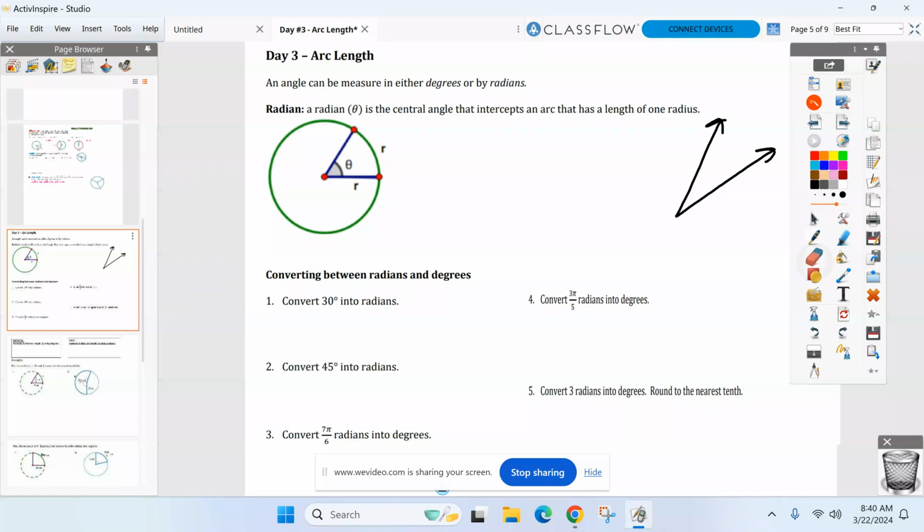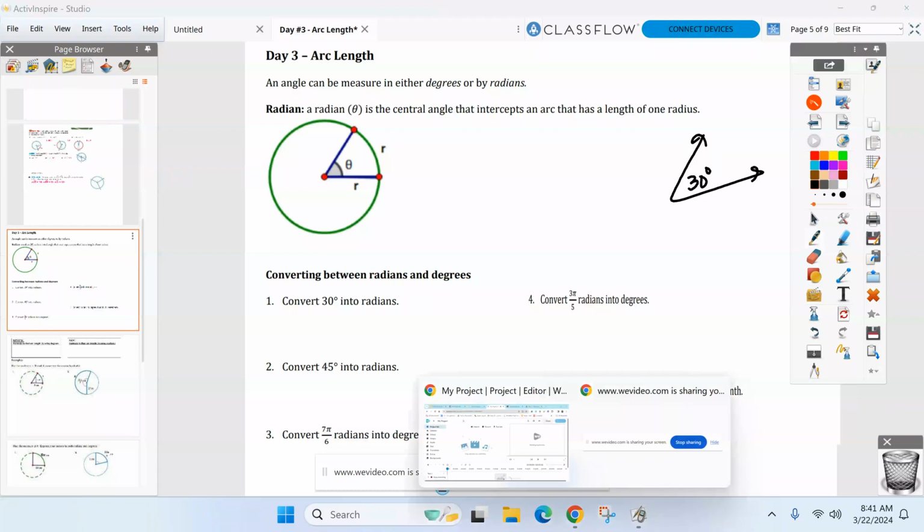The first thing I need you to be able to do is go back and forth from one to the other. If an angle's in degrees, how do I change it into radians? If it's in radians, how do I change it into degrees? Lucky you, your calculator will do it all for you. Here's how. My first one is convert 30 degrees into radians. Maybe I have an angle that's 30 degrees, but I need it in radians instead. How do I convert? Grab your calculators, everyone.